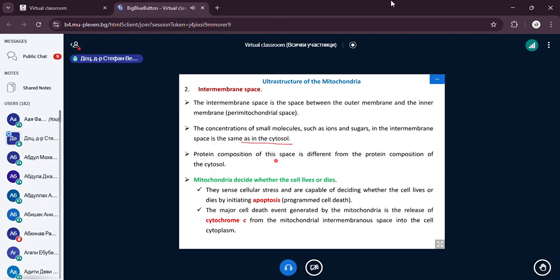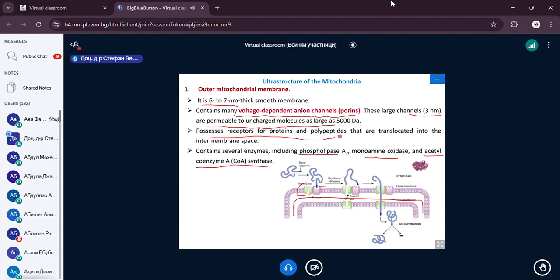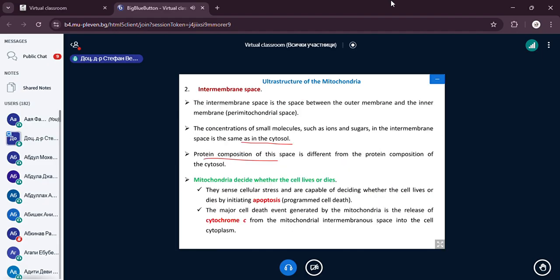Protein composition is different from that in the cytosol because of the presence of these special transporters, porins and receptors, which specifically transport some proteins and do not allow passage of other proteins through the membrane. So protein composition of the intermembrane space differs from that of the cytosol. And here in the intermembrane space, we have the presence of a special molecule called cytochrome C.